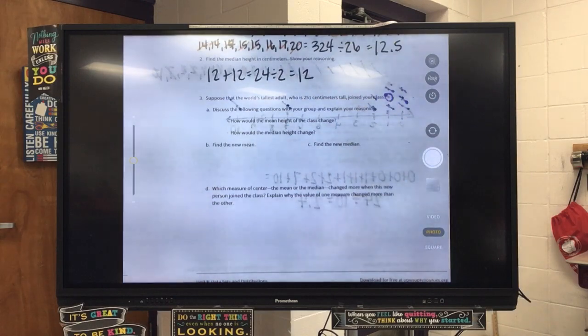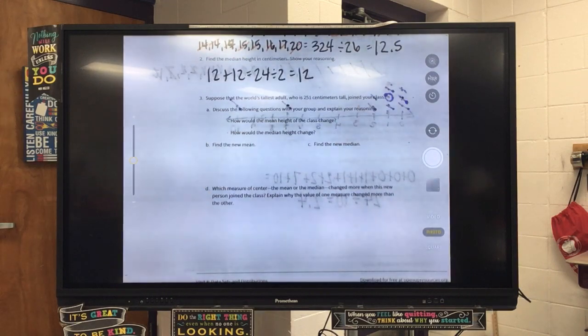So we're going to talk about these next two questions. How would the mean change with this number being added? Would it go up or would it go down? Or would it stay the same? So if we added 26 to our data, stand up if you think your mean would increase. So it would no longer be 12 and a half, it would be a greater number than 12 and a half. Okay? Have a seat.